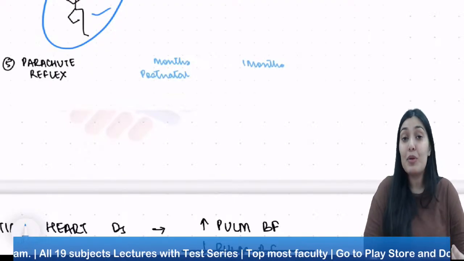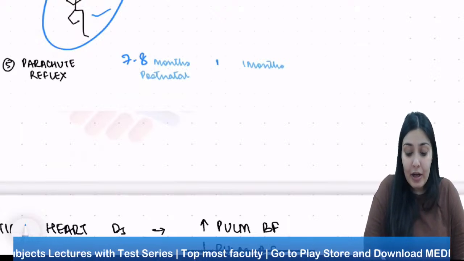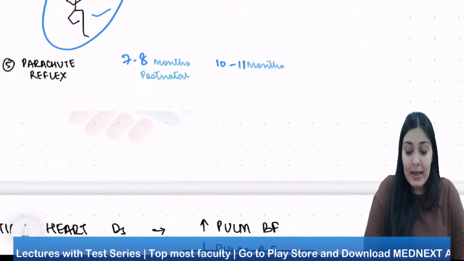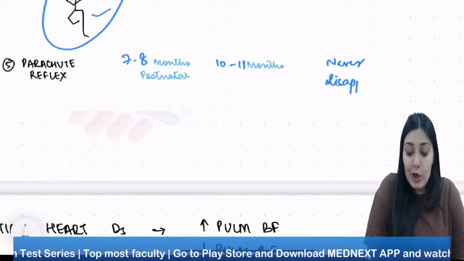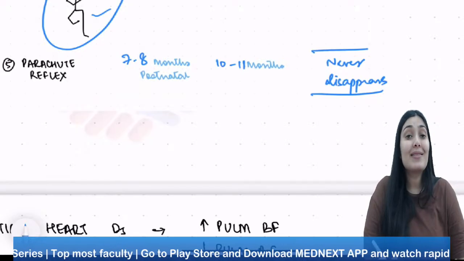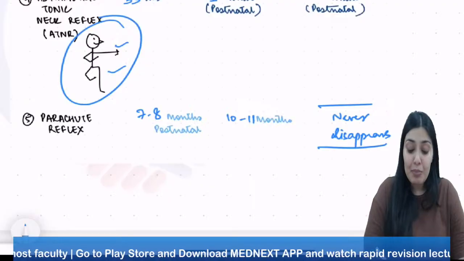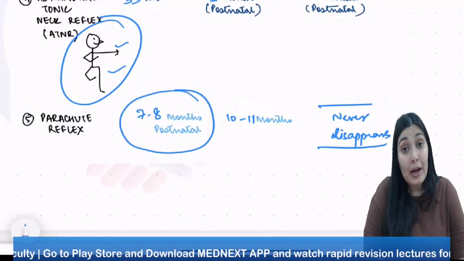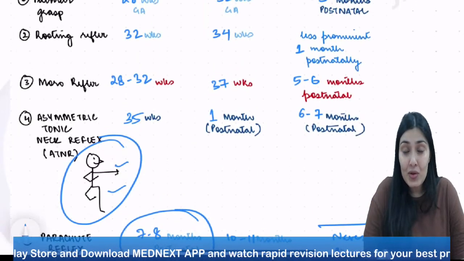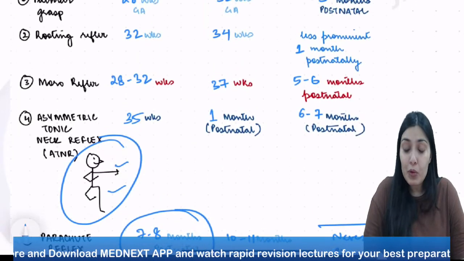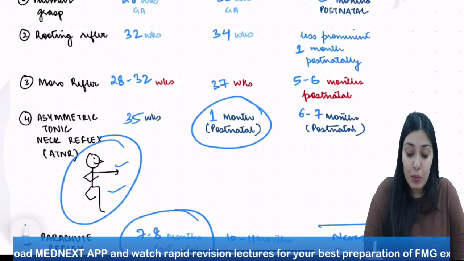This reflex appears after birth, 7 to 8 months after birth, fully developed around 10 to 11 months, and it never disappears. It never disappears, right? So a very important question: which reflex never disappears? Parachute reflex never disappears. Which reflex appears post birth? Parachute reflex appears post birth, right? Which reflex is fully developed post birth? Asymmetric tonic neck reflex is fully developed post birth, right?